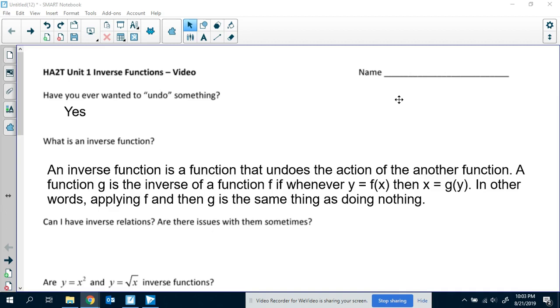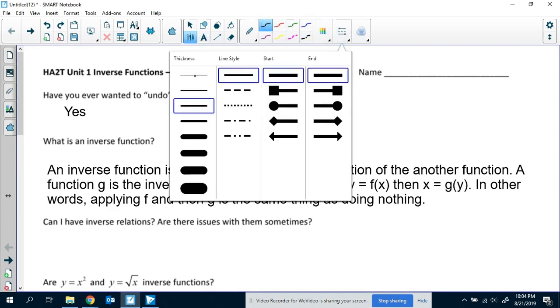An inverse function is a function that undoes the action of another function. So if we say g is the inverse of f, that's true whenever y equals f of x. If we have y equals f of x, then x has to equal g of y. So let's do a couple examples that will hopefully solidify what's going on.